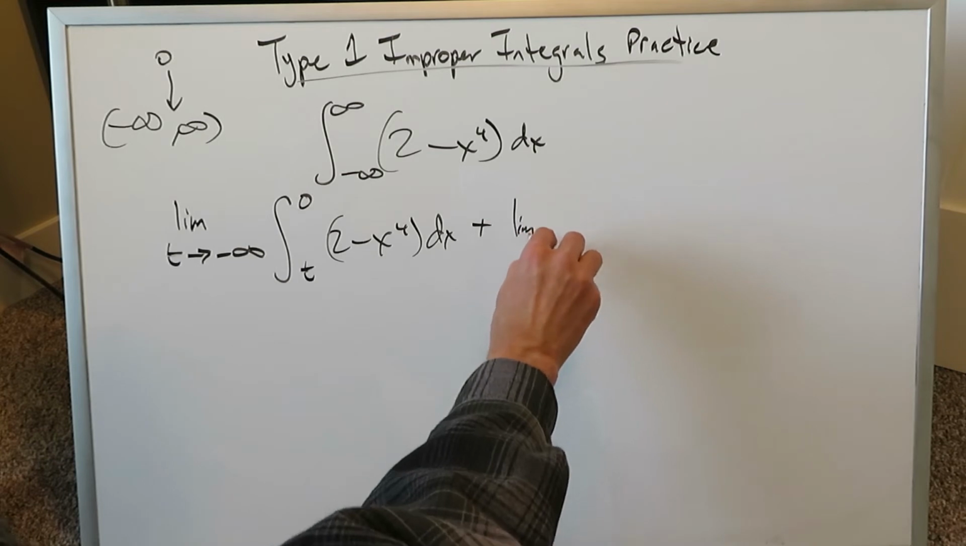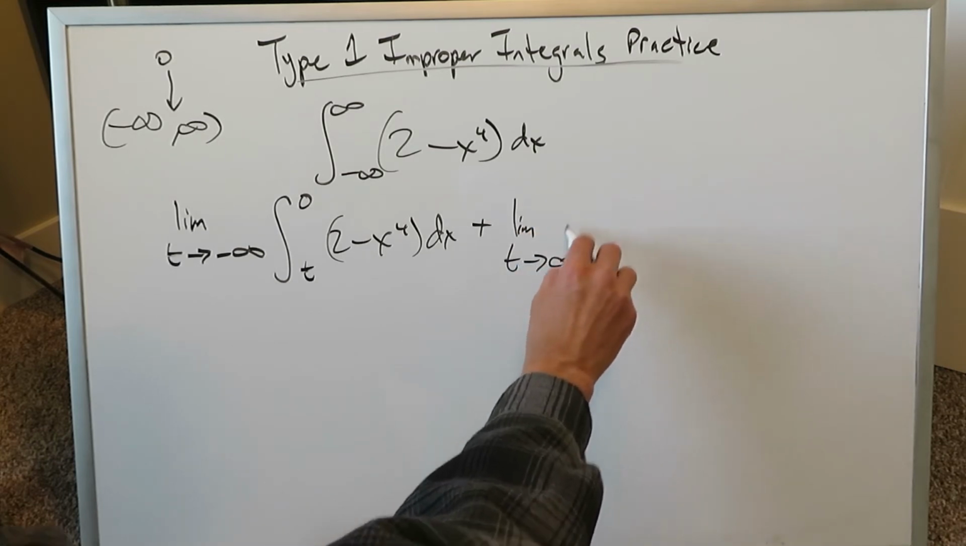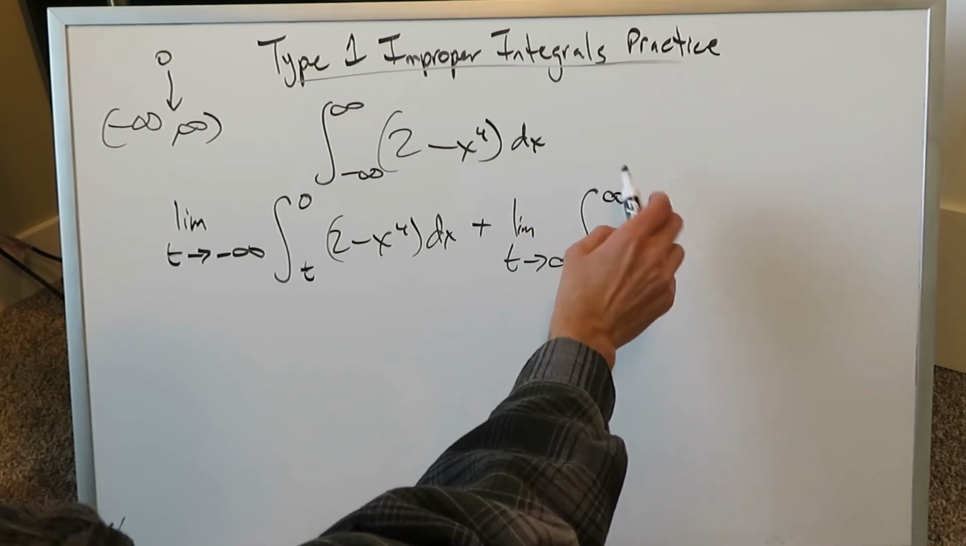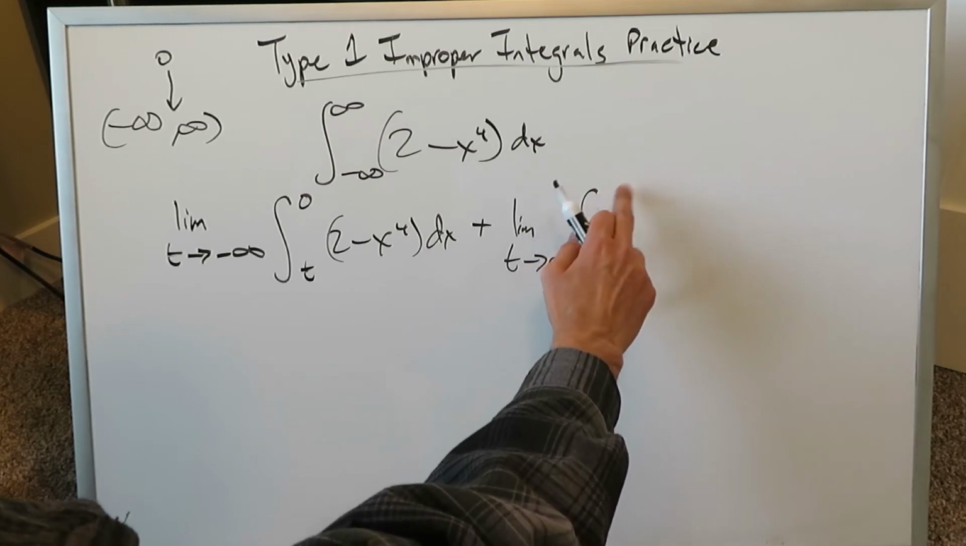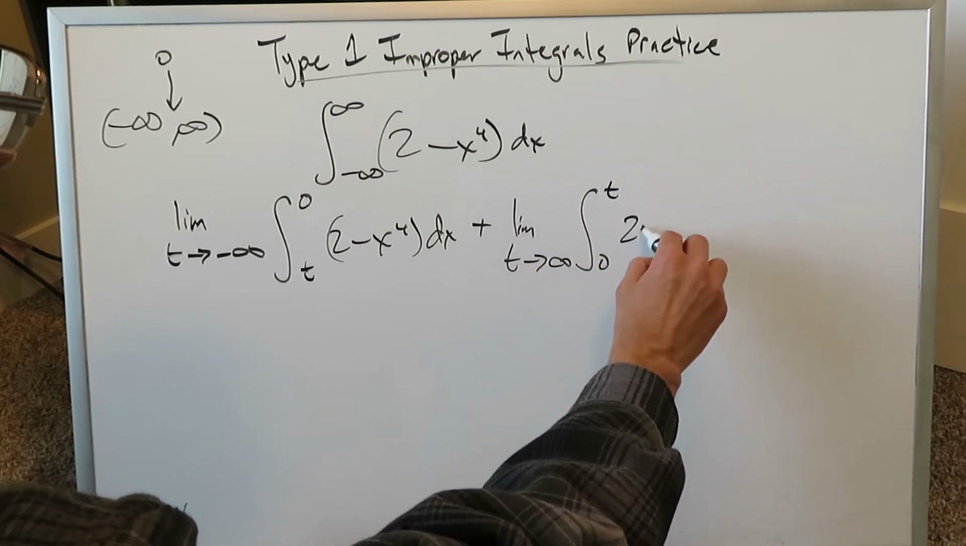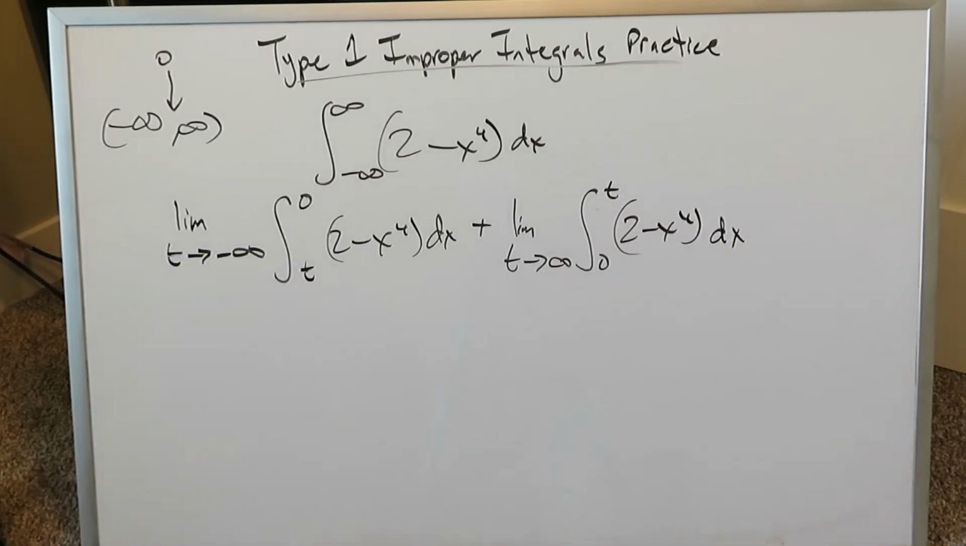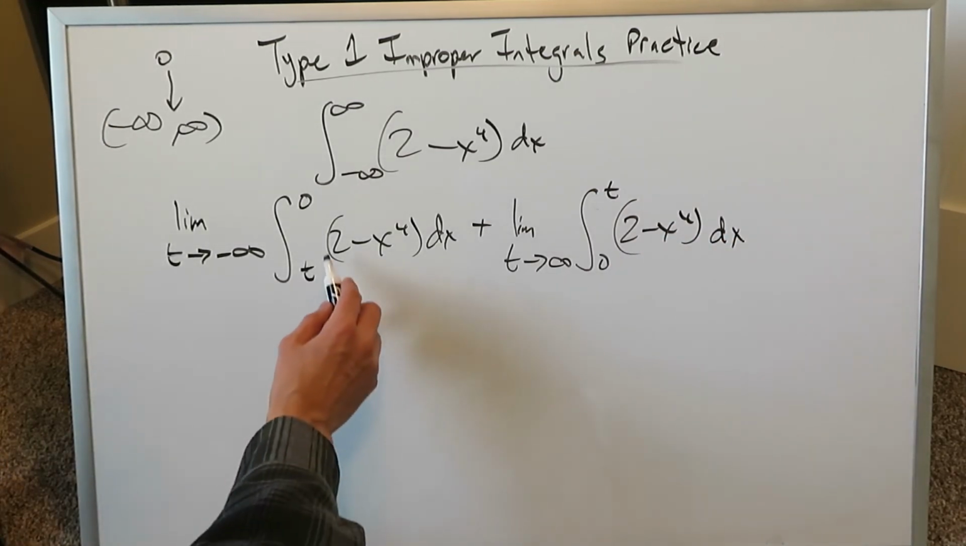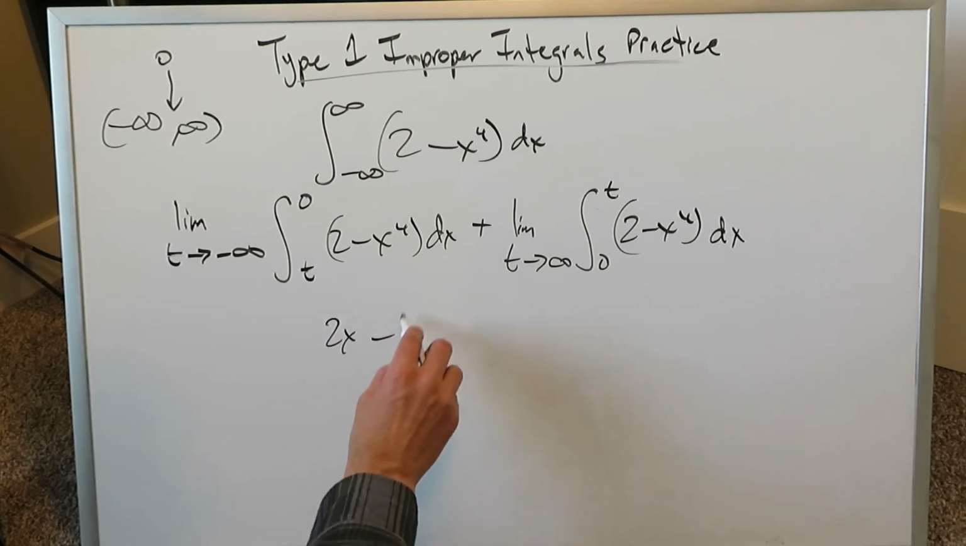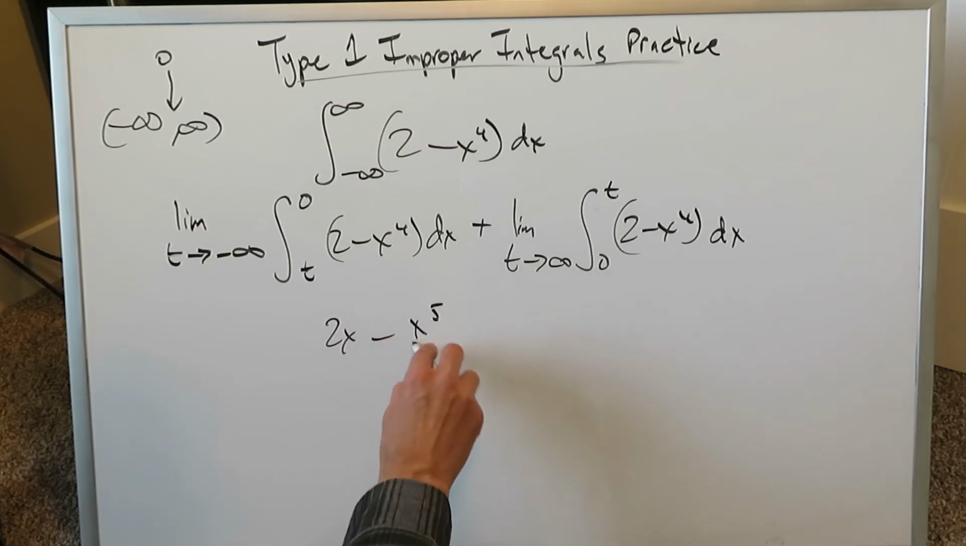And then here, you do a limit as t approaches infinity, you go here from 0 and you put infinity here, but we're going to skip the step, as you know, and we'll just put t over here, and we have 2 minus x to the 4 dx. Everything here is polynomial, so the antiderivatives are easy. 2 comes out as a 2x, x to the 4 comes out as x to the 5 over 5.